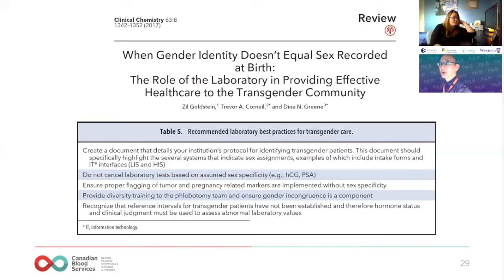What you find is the problem starts right at the beginning. Create documents at your institution for identifying transgender patients. This document should specifically highlight several systems that indicate sex assignments. Examples include intake forms, LIS interfaces, and health records. At my institution, London Health Sciences Centre, we do not have fields for sex assigned at birth and gender. In fact, we have a field that says gender only. So this is something we're working to change.